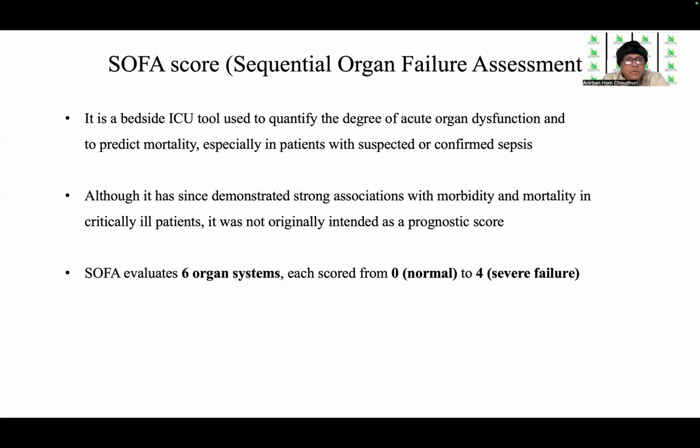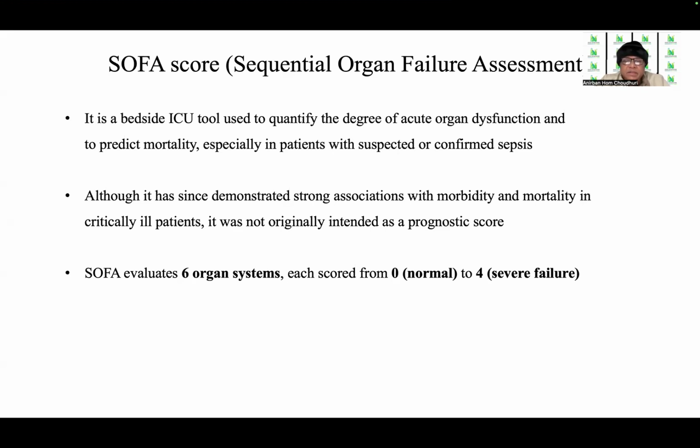So, as you all know, the SOFA score, or as we call it, the Sequential Organ Failure Assessment score, is a bedside ICU tool which is used to quantify the degree of acute organ dysfunction and to predict mortality, especially in patients with suspected or confirmed sepsis. And as an extension of this SOFA score, the Surviving Sepsis Campaign Guidelines in 2016 had come out with the qSOFA to make it even more simple.